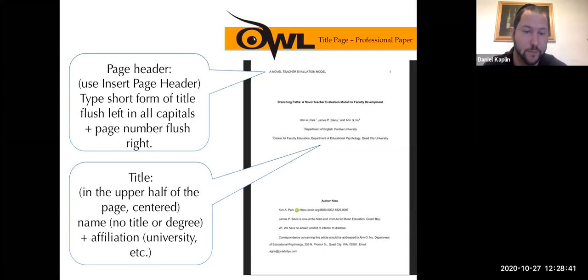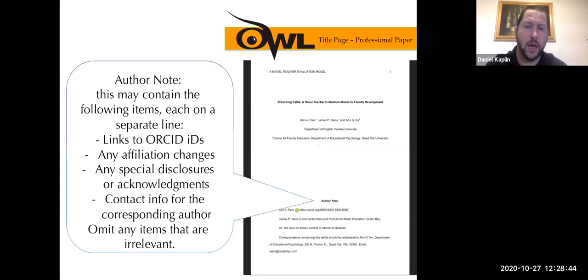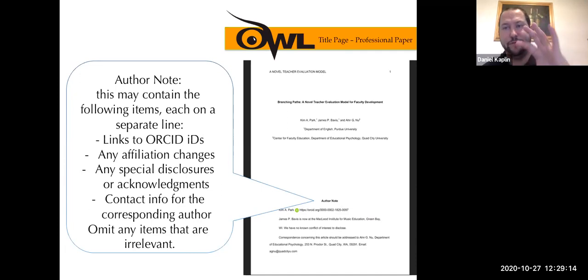And then now here you have the authors, the department, the university, and any kind of affiliation they have will be superscript. Now, we also add an author's note for professional papers that includes the person's ORCID ID. Now, an ORCID ID is basically a number assigned to researchers that you use for all of your publications, so it makes it easier for them to find. If you have any affiliation changes or any acknowledgments or disclosures or correspondence information, that goes in your author's note. But this is the professional title page.